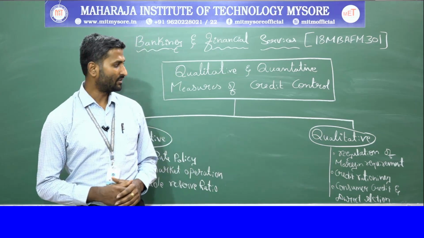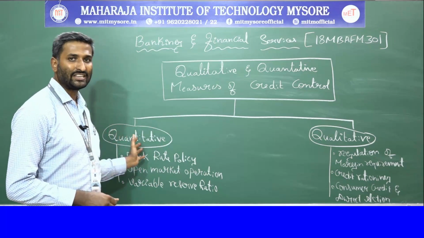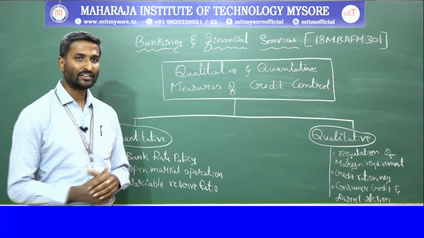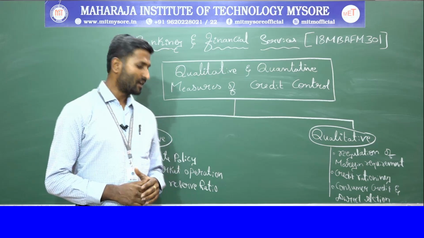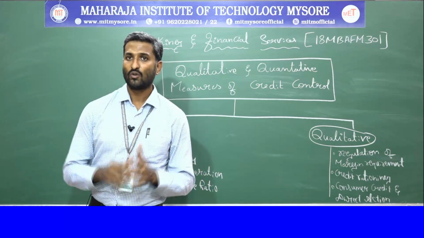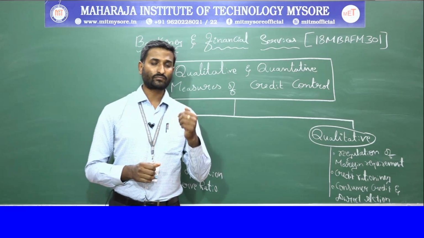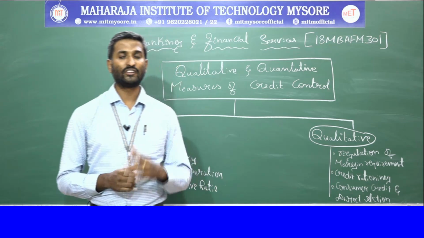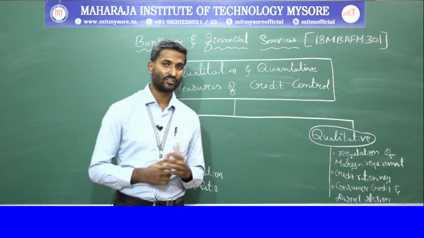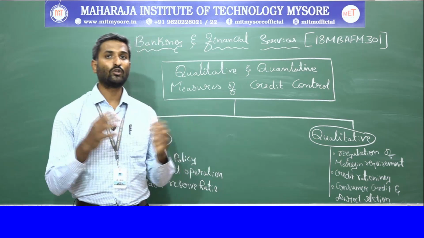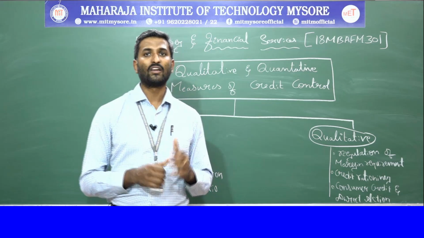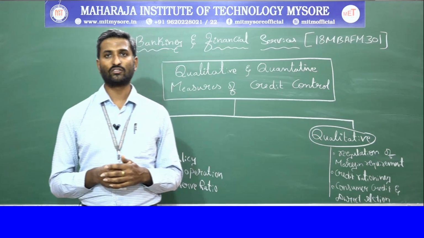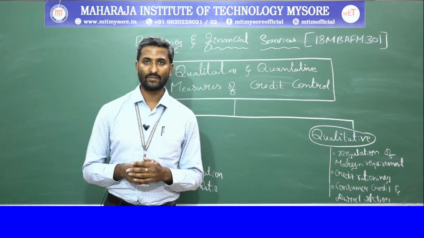So in the previous session we discussed the quantitative measures of credit control, where we covered the bank rate policy, open market transactions and variable reserve ratio. We learned the relevance and importance of bank rate policies, cash reserve ratio and statutory liquidity ratio, and how open market operations take place and are used as a strategic technique by the RBI to control the flow of money in the market.